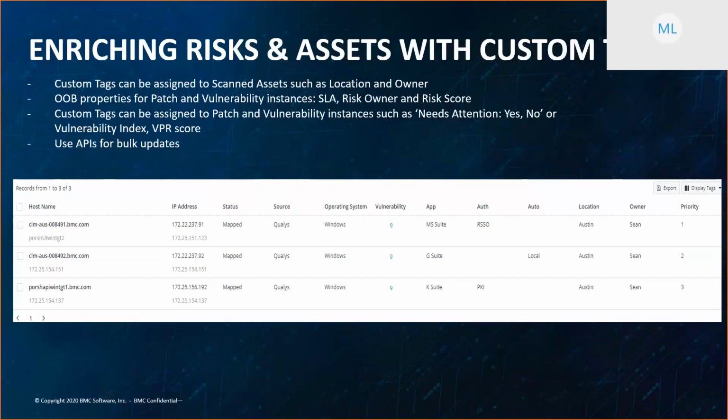Similarly, the risk owner. Like I gave in the example, user A and user B working on the same vulnerability, but on a different set of assets, can have different owners. This is again an out-of-the-box property which can be used.